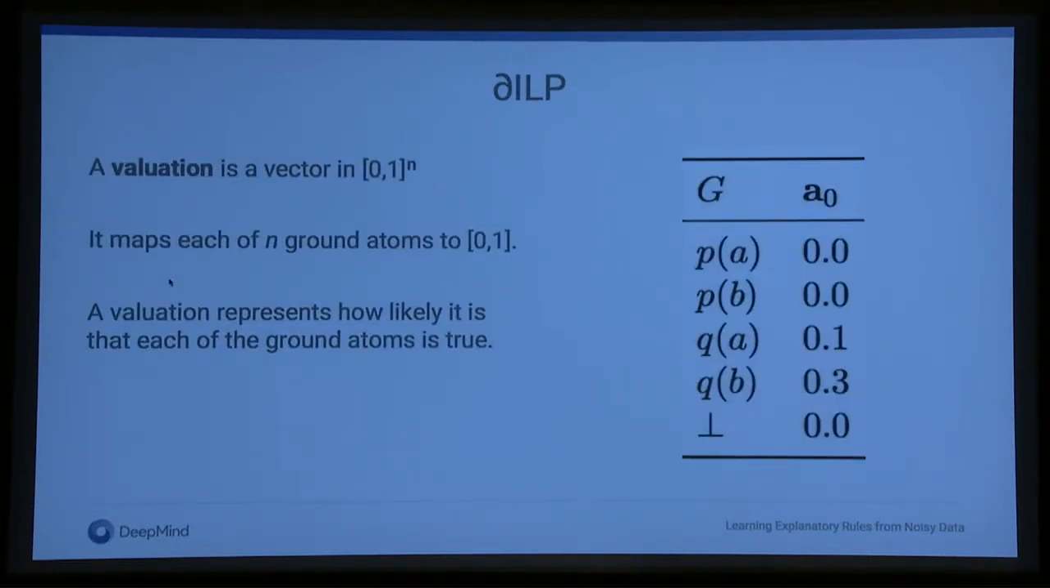So instead of thinking of a discrete set of ground atoms, we relax everything. We have a valuation as a function from the ground atoms to floating point numbers between 0 and 1 representing the probability that they're true. For every ground atom in the Herbrand base, we have such a probability, including the falsum atom, which is always false and operates like a null pointer.